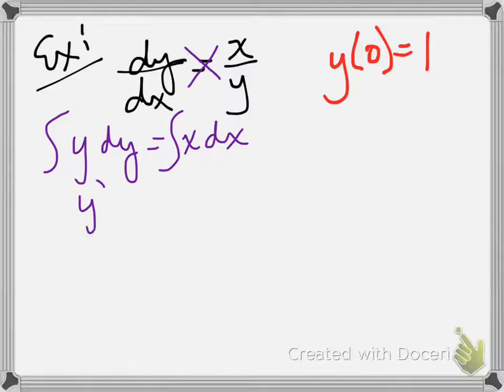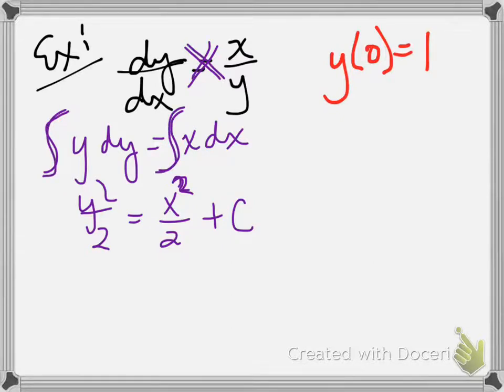So y squared over 2 equals x squared over 2 plus c. My plus c always goes on my x side. So we've separated, then we integrated, and now what I call the next step is pluggerate. We're going to plug in the values here. So separate, integrate, pluggerate.